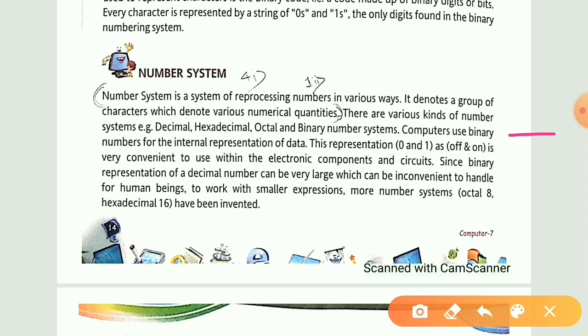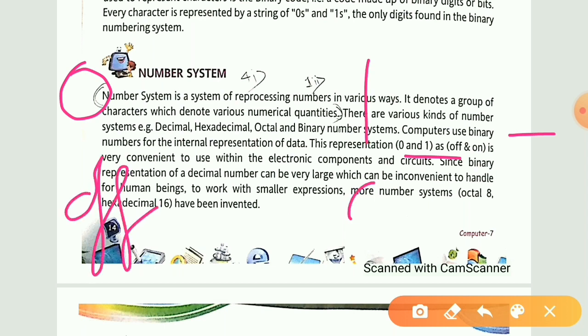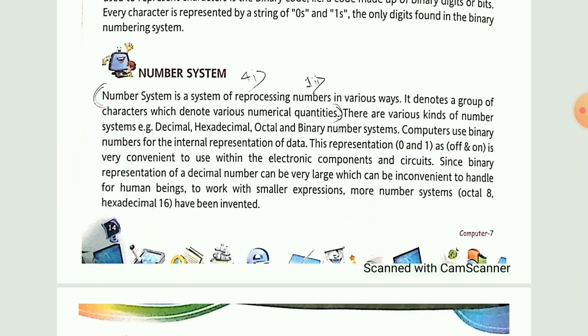Now students, what does this line mean? Only 0 and 1 are understood by your computer. 0 means off and 1 means on. These are electronic circuits, so if you have 0 then the circuit is off, and if it is 1 then your circuit is on. Now since the binary representation of a decimal number can be very large, which can be inconvenient for human beings to handle, to work with smaller expressions, more number systems, that is octal 8 and hexadecimal 16, have been invented.